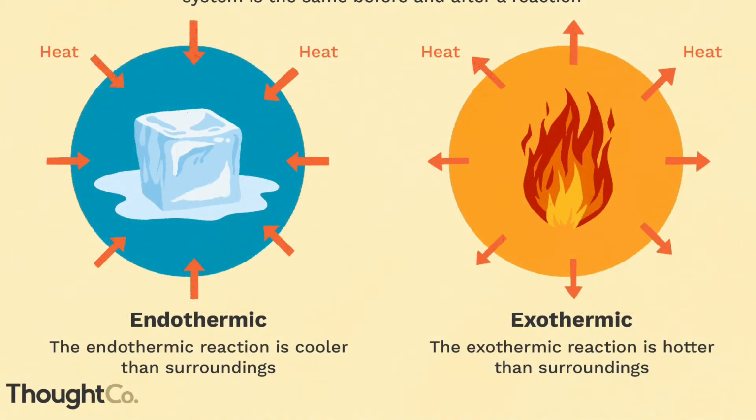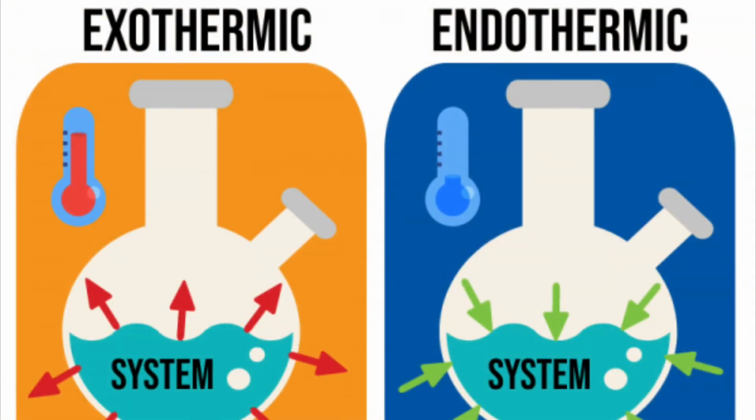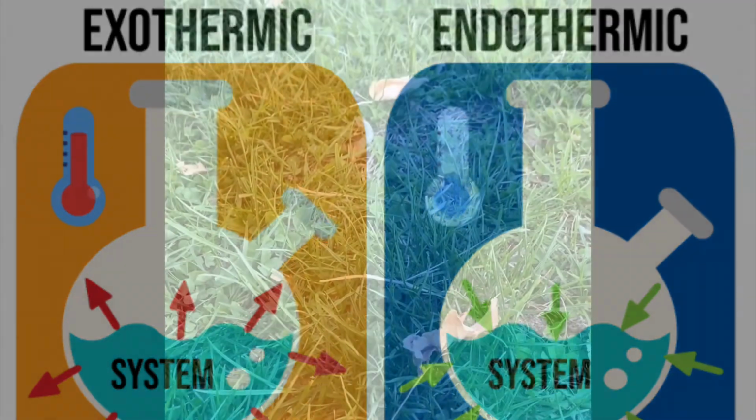A chemical reaction that releases energy as heat is called an exothermic reaction. The reactants will result in products and heat. A chemical reaction that absorbs energy is called an endothermic reaction. So reactants and heat will result in products.